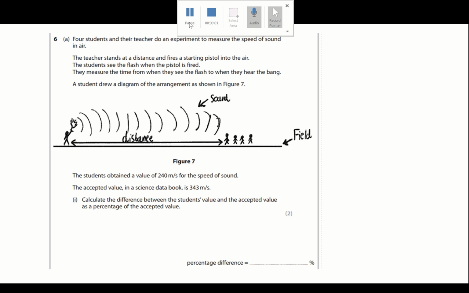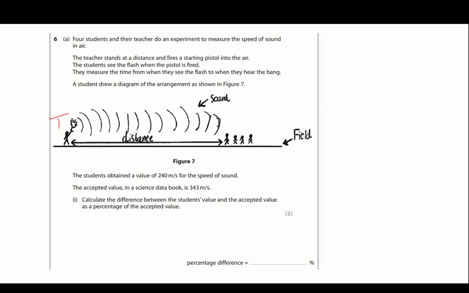Okay, question 6 is about sound. So we've got a teacher, and here are the students. They're going to fire a gun. They've measured this distance to work out the speed of sound. Clearly there's going to be a bit of an issue here in terms of reaction times of students and things like that, but we will know that they will get a rough idea of what's going on.